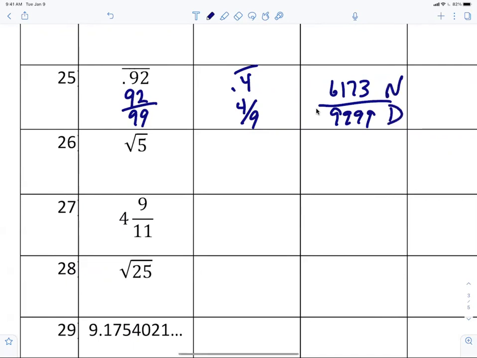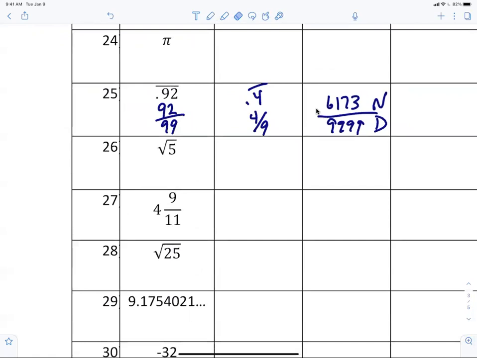Numerator, denominator. You know how my 6th grade math teacher told me to remember that? I'm from Indiana, so it's Notre Dame. You can always remember N is on top, D is on the bottom. Now you know. So when we talk about Notre Dame, think of the numerator and the denominator. All right.